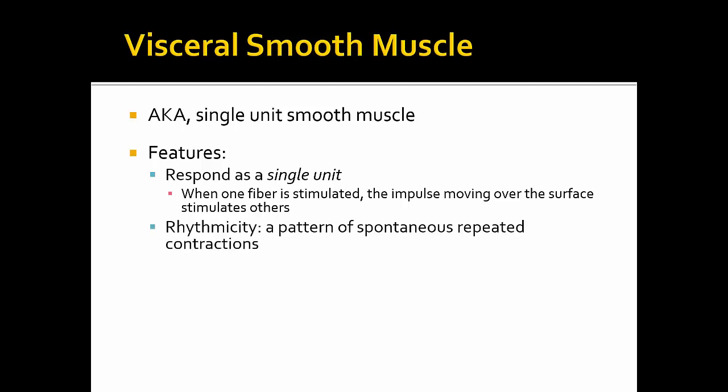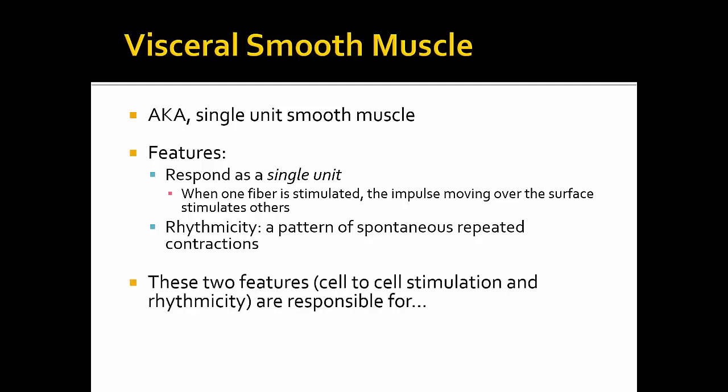It's also rhythmic. You have a pattern of spontaneous repeated contractions. If you can imagine this, you have rhythmic contractions and impulse moving over the surface like a wave. So these two features, the cell-to-cell stimulation and rhythmicity, are responsible for something called peristalsis. Peristalsis. It's pushing things through. And it's found, of course, in the digestive system, where you're pushing food through the tract.